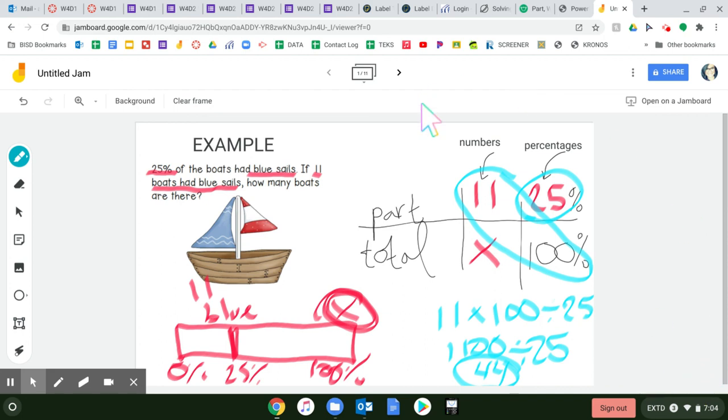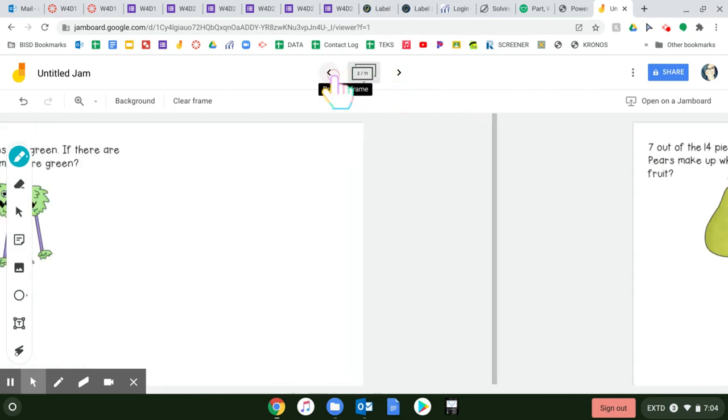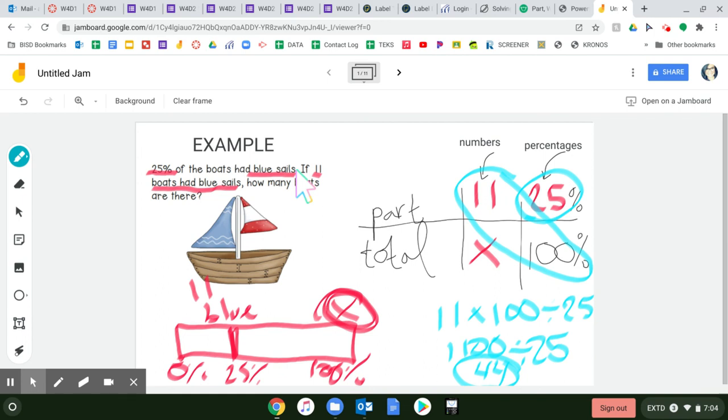So that's your example. What you're going to do over the next 2 days, so Wednesday and Thursday, your goal is to complete the rest of these 10 problems. I do want you on each one to either draw some kind of strip diagram or some kind of visual representation of what's going on, just to help you determine what is the part and what is the total.